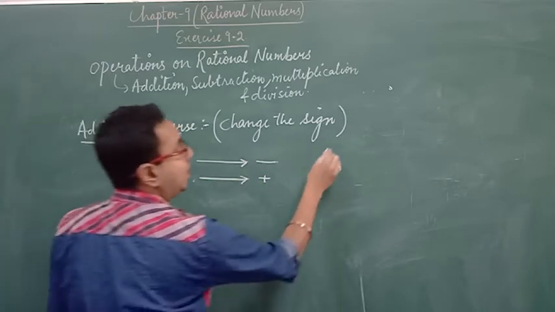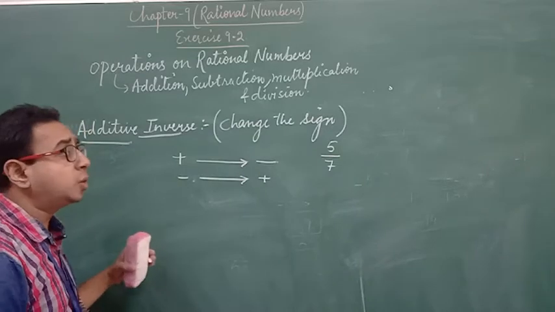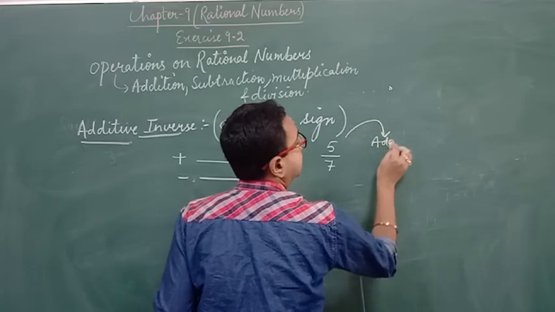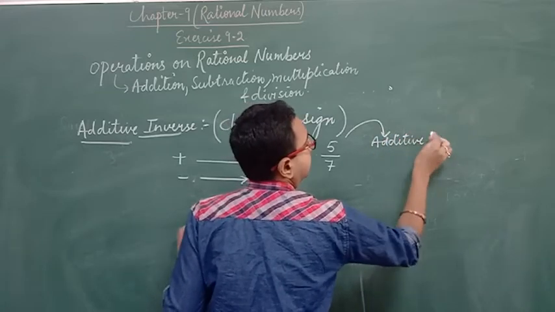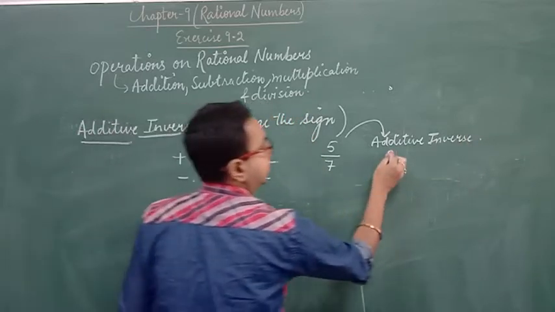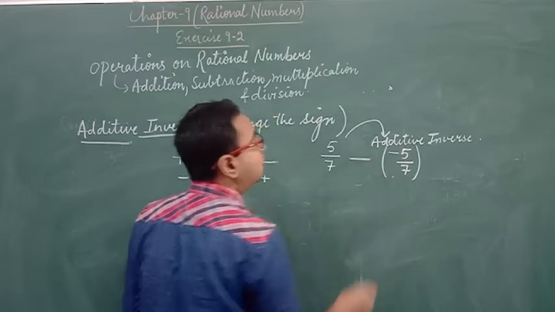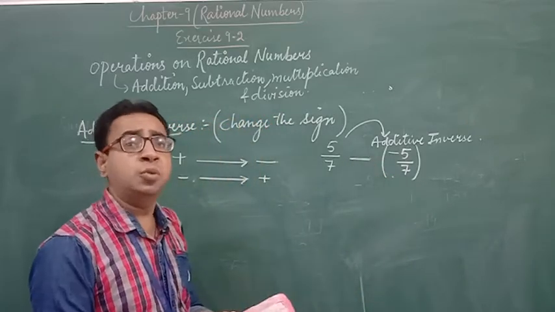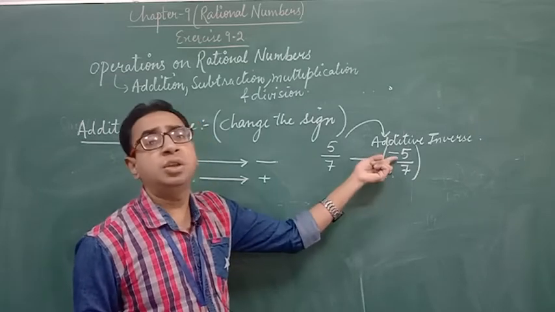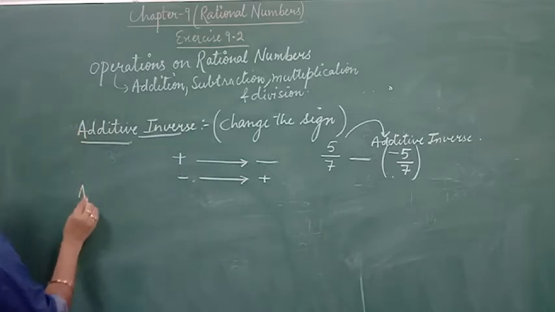For example, if I am having 5 by 7 as a rational number, and if anyone asks me what is the additive inverse of 5 by 7, this is what I have to find. I told you, change the sign. It's positive. Additive inverse of 5 by 7 is minus 5 by 7. As per standard rule, we must keep the negative sign with the numerator, hence I am writing it so. Are we clear?